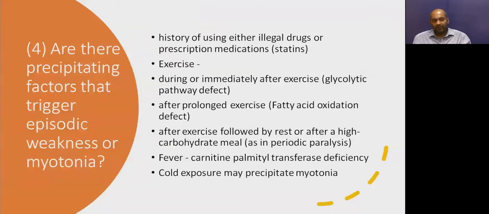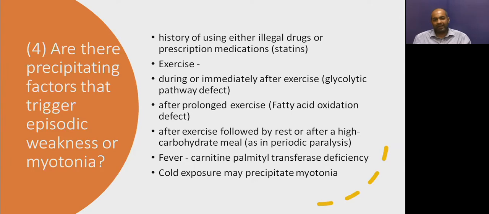Now, the next question we have to ask is, are there any precipitating factors that trigger the episodic weakness or myotonia? Various triggers can be there. Some drugs can precipitate muscle weakness, like statins. If exercise is precipitating weakness, especially during or immediately after exercise, it is a clue for a metabolic myopathy, especially a glycolytic pathway defect. If the weakness comes after prolonged exercise, then we have to think of a fatty acid defect.